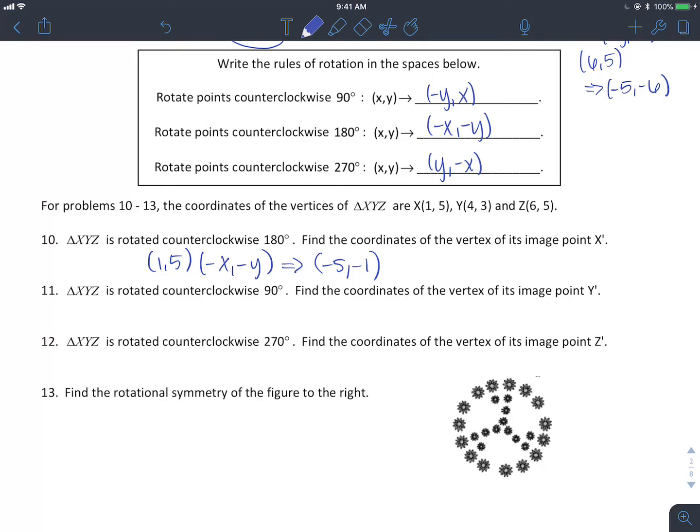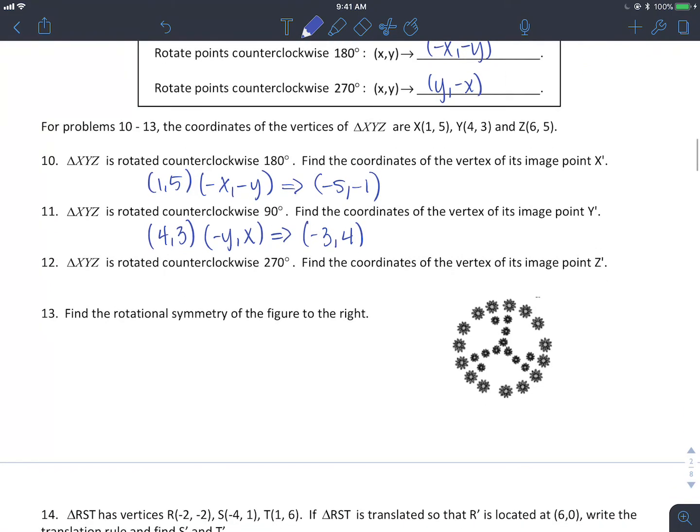Our next one, we're going to rotate 90 degrees, and we're going to rotate Y 90 degrees. So we're going to have 4, 3. We're going to be applying the rule negative y, x. So that means our new point, we're going to have negative 3, 4.